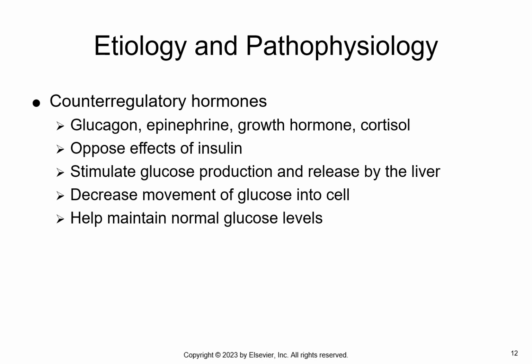These hormones increase glucose levels, stimulate glucose production and release by the liver, and decrease the movement of glucose into the cells. The counter-regulatory hormones and insulin work together to maintain glucose levels within the normal range by regulating the release of glucose for energy during food intake and the periods of fasting.